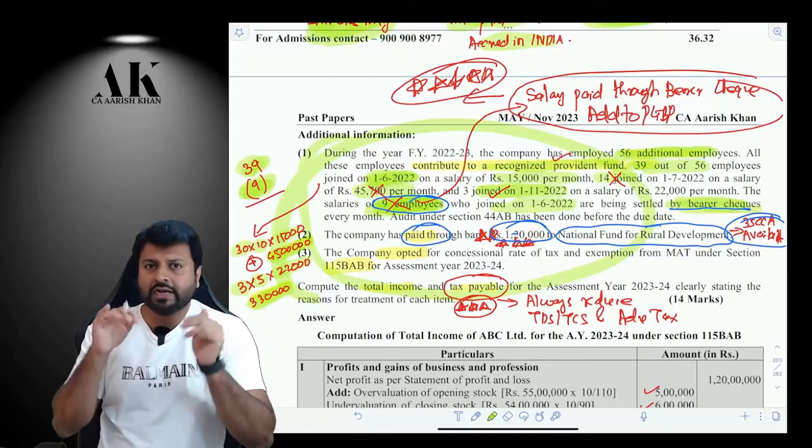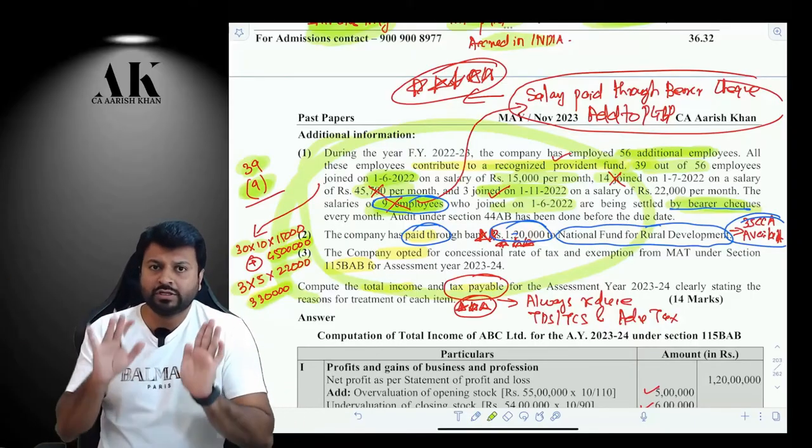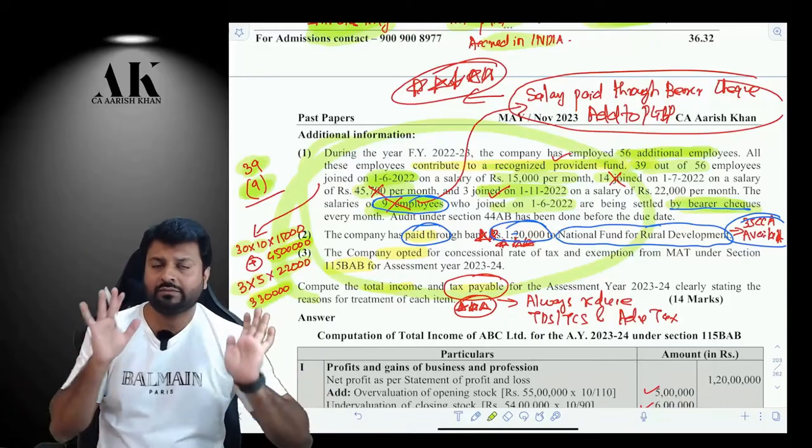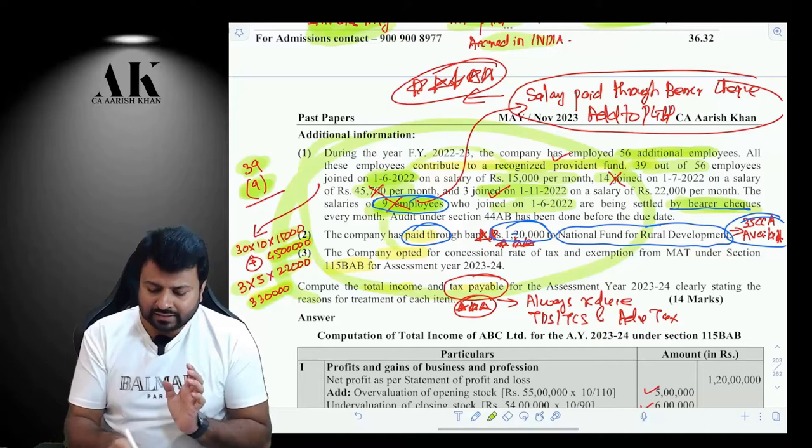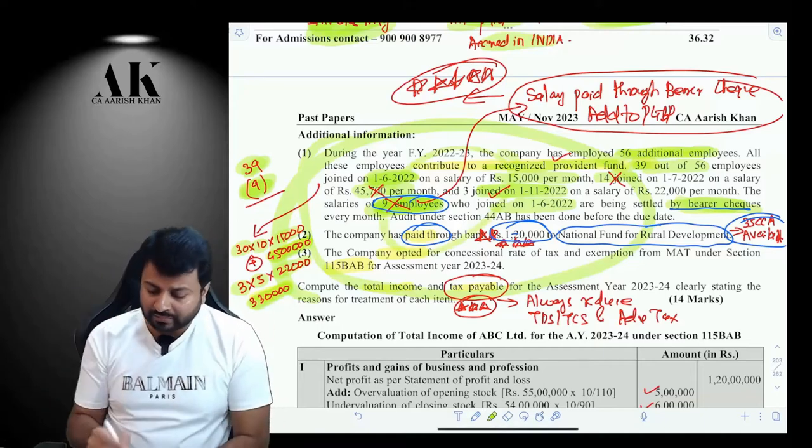But according to me, the first one is better. You disallow this 9 employee salary also in PGBP. That is more correct information, more correct treatment as compared to what? Ignoring that particular adjustment by saying that this is only given for the purpose of 80JJAA. That is wrong. Now what about other employees?